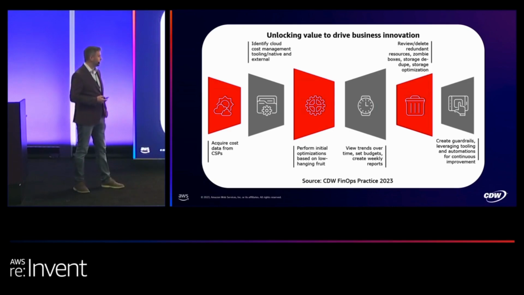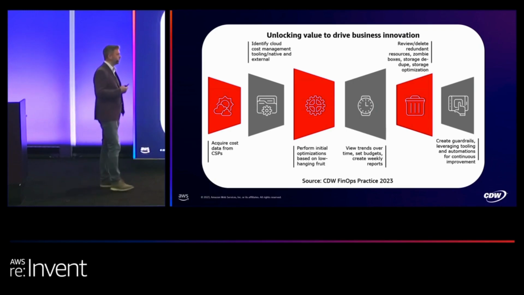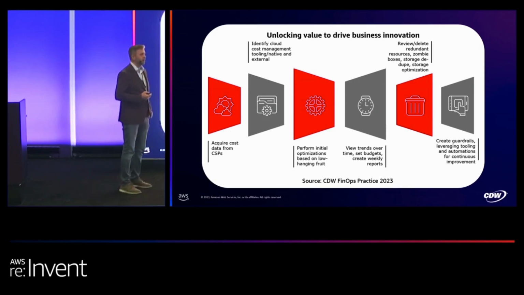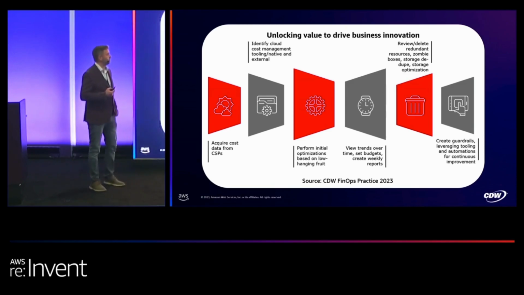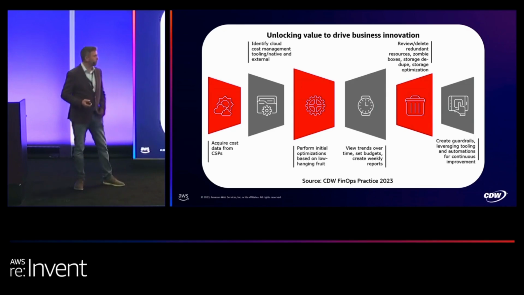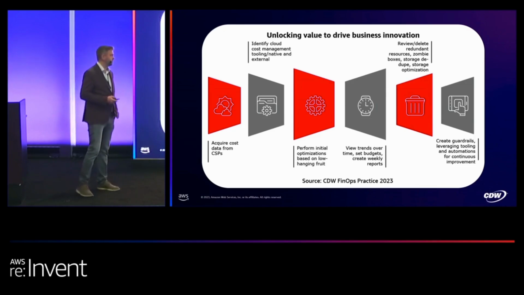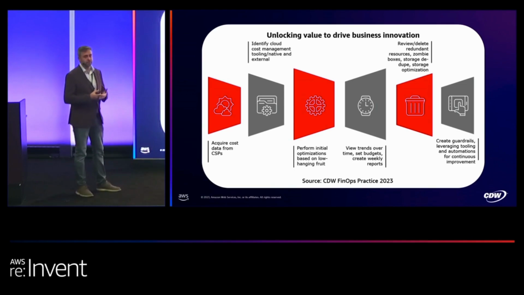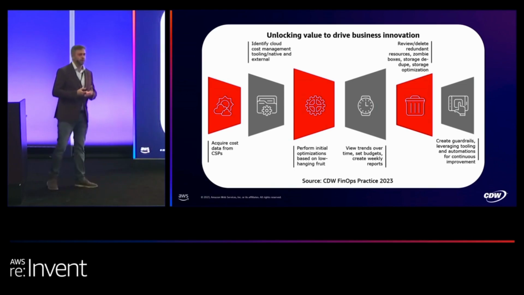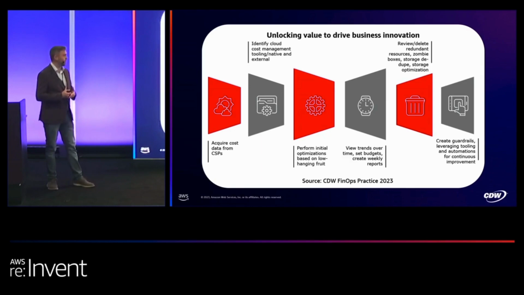So the next step is to view trends, budgets, set weekly reports. You'll want to talk about ways that you can view, delete redundant infrastructure, zombie boxes, storage optimization opportunities. And ultimately, through automations, you want to create guardrails that will leverage tooling and get you towards that continuous improvement.